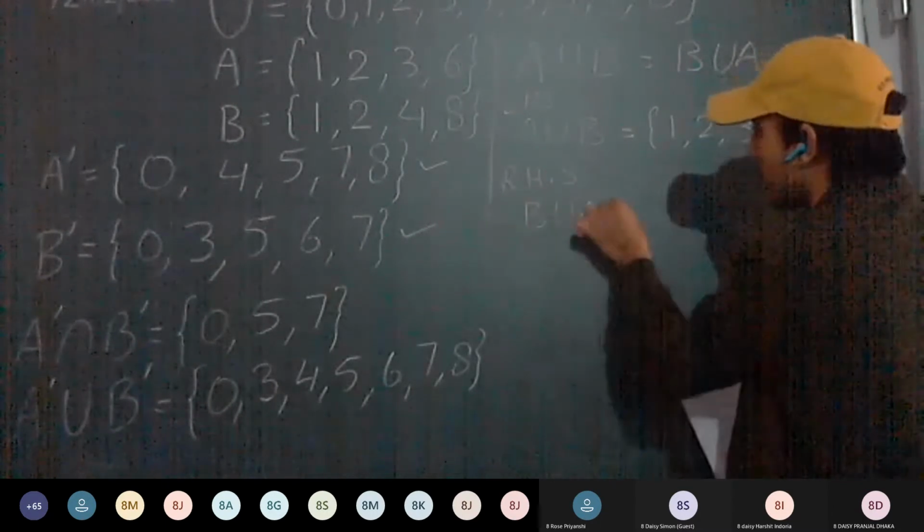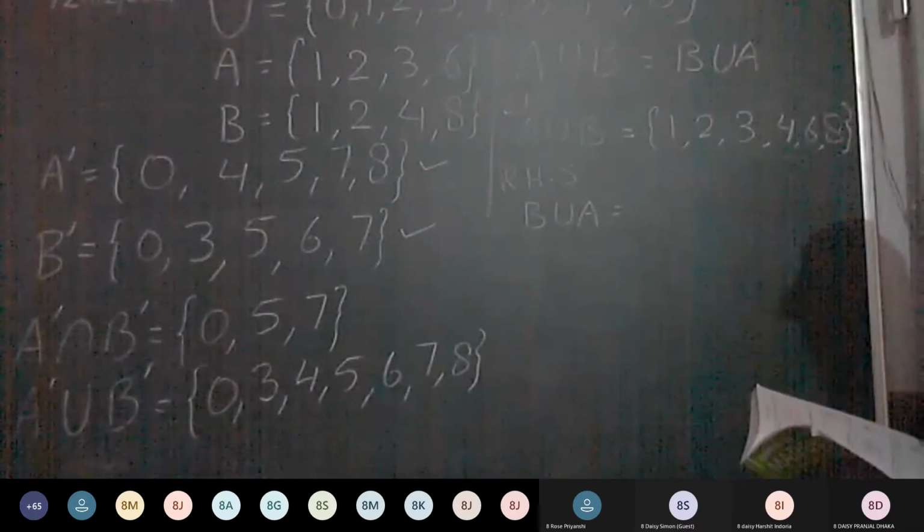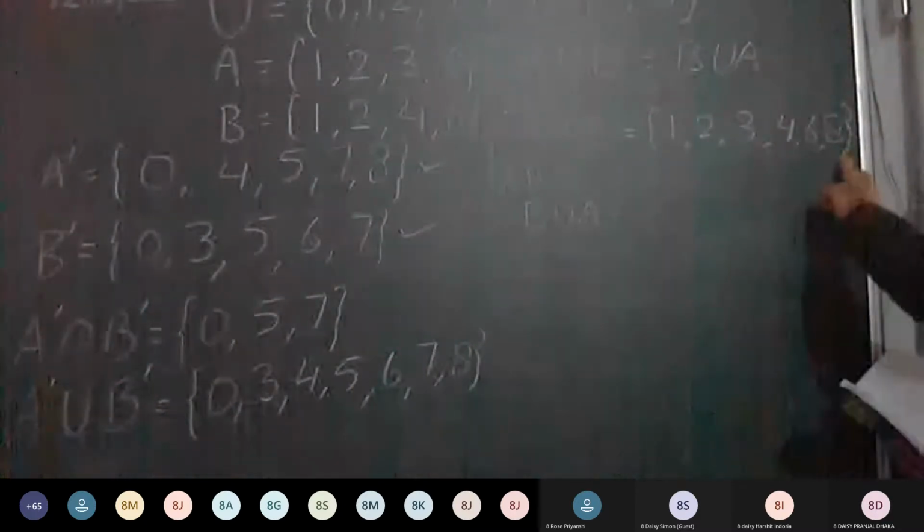B union Sir, A. not see properly. Sir, this light is coming here. Here this light is coming. Sir, no, sir. Yes, sir. Here. Okay, I write below.